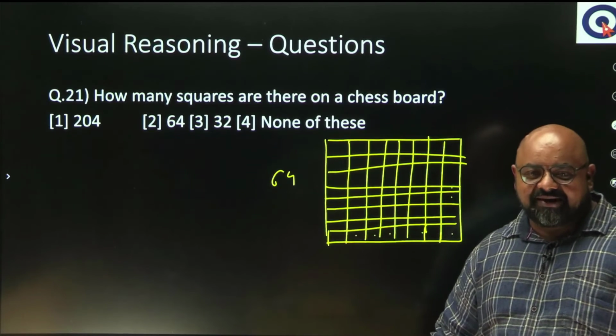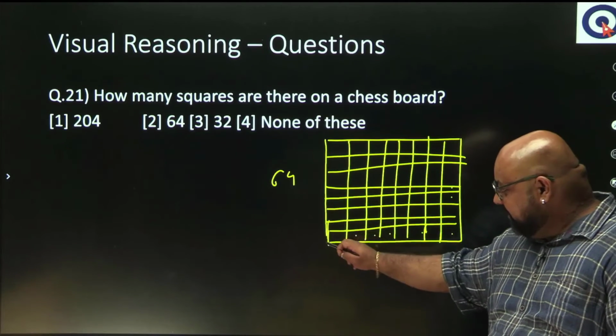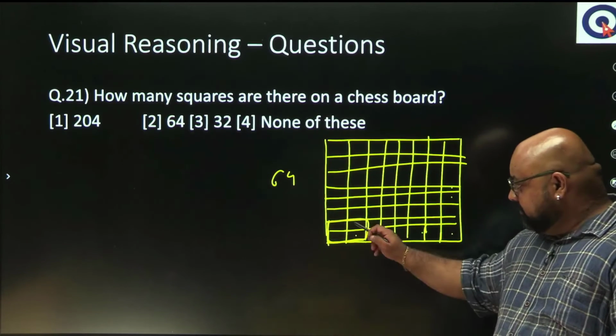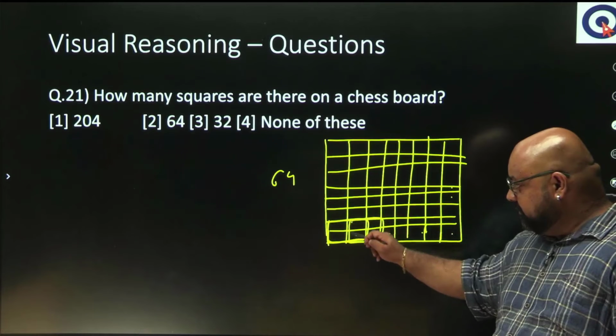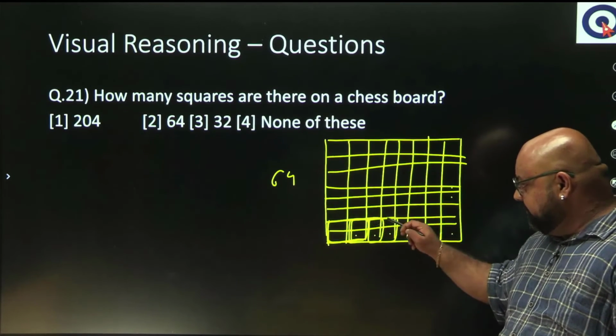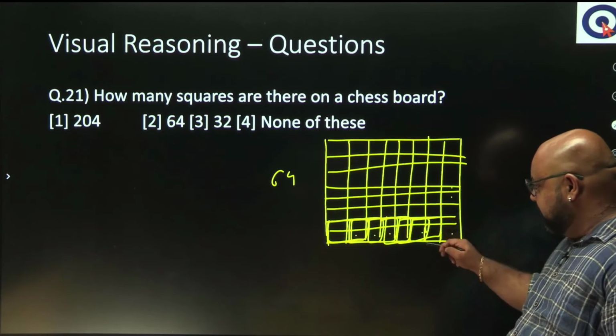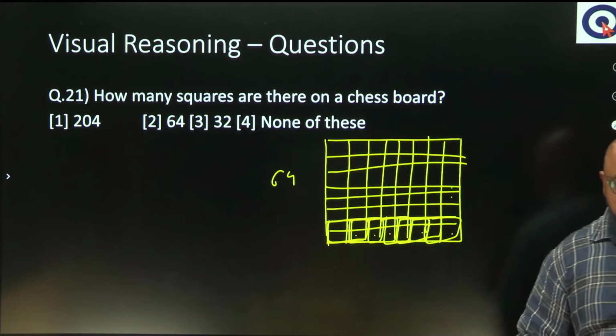But there are other squares as well. If I combine these 4, I will get 1 square. Then the next 4. Then the next 4. Then the next 4. And then the next 4. Now start looking for patterns.